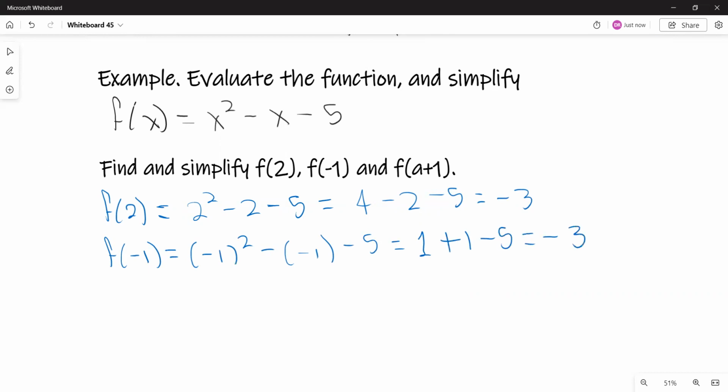And f of a plus 1. Now the input of f is no longer x, it's a plus 1. So this is a plus 1 squared minus a plus 1 minus 5.